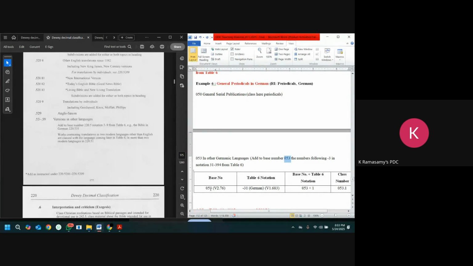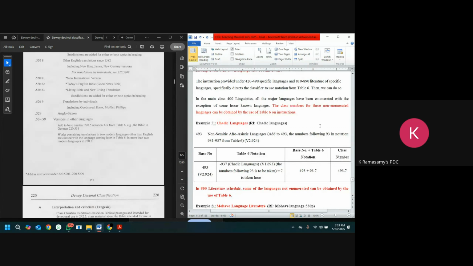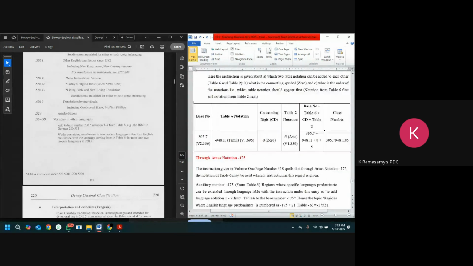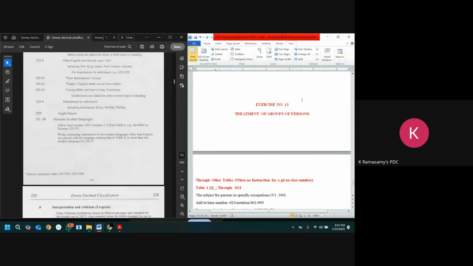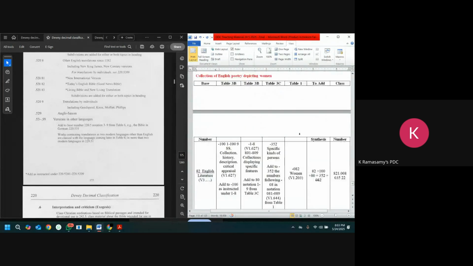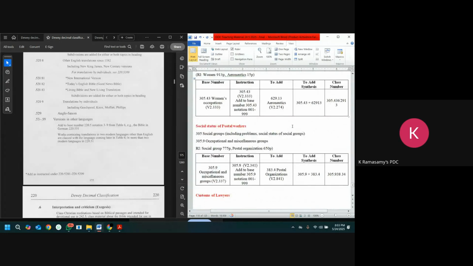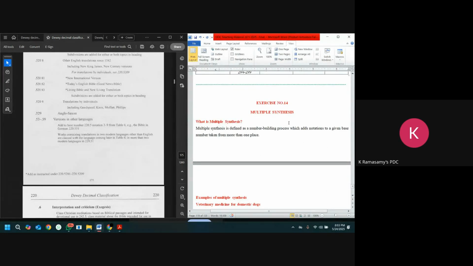What is the base number? 053. What is the number taken from table 6? 31. You can add it. So this way, based on the instructions available in various schedules, in various places, table 6 numbers can be added. Okay, good. You can try that. And finally, I want to show you only one item, and I'll close the session.